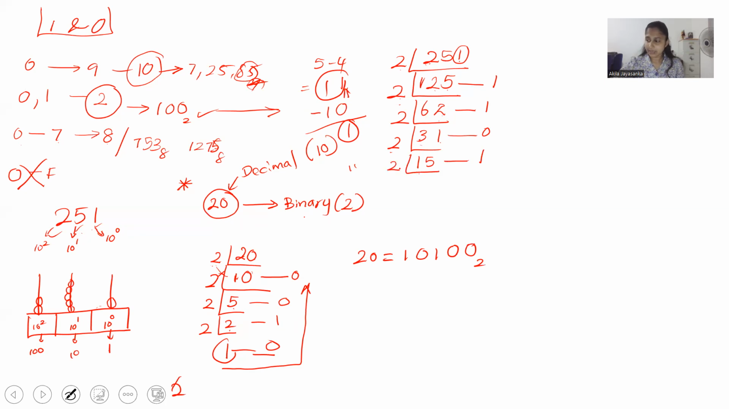15 we can get by 7. 2 to the power 7. Oh, sorry. 2 by 7. Or the multiplying by 2 with the 7, the value is 14. There is a remaining value called 1.